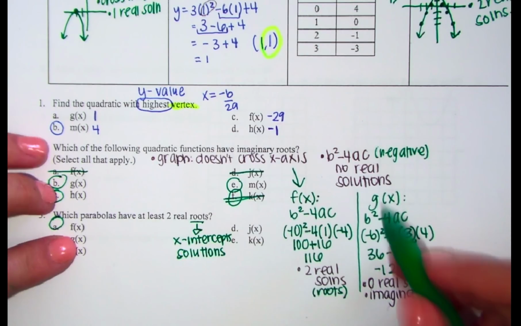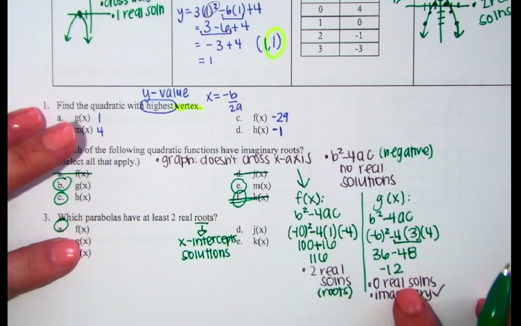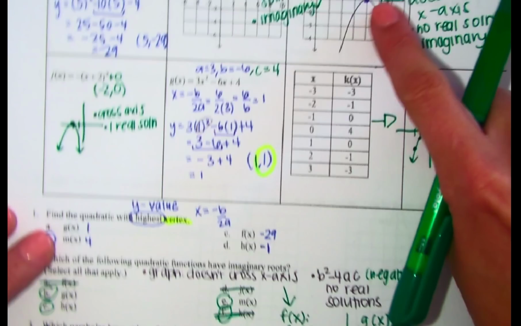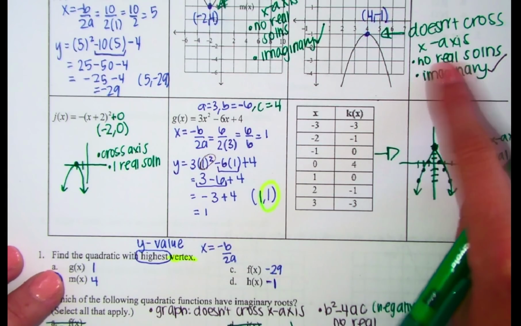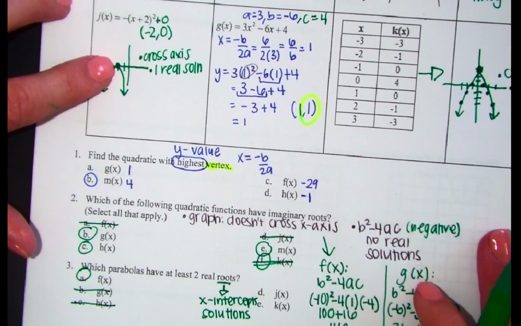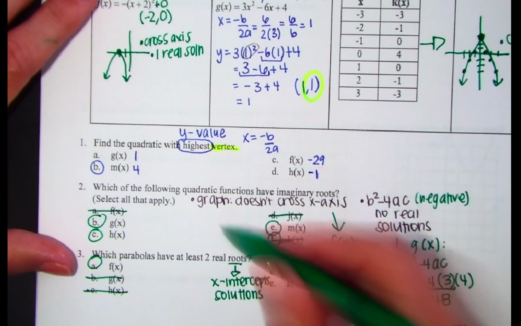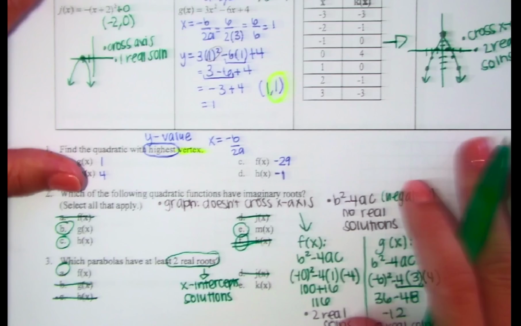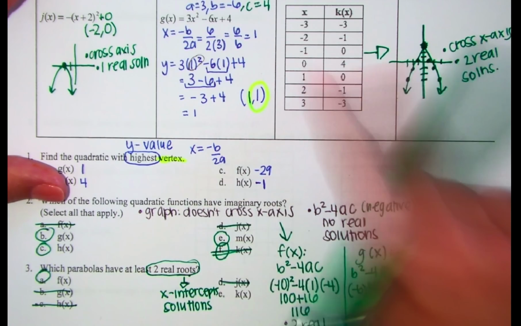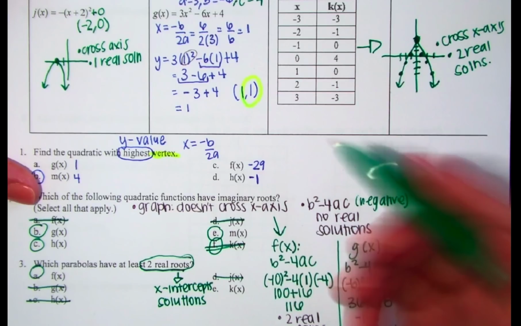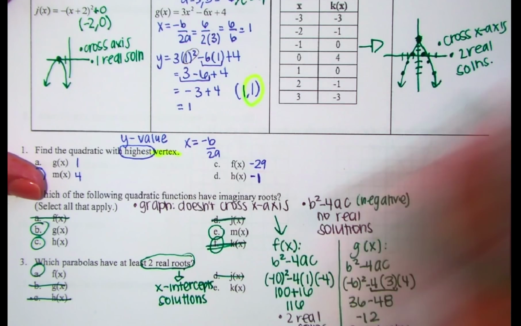Looking at g of x again, I got that negative number, meaning no real solutions. H of x is this one. It never crossed the x-axis, so there were no real roots, no real solutions. And then j of x was this one with only one real solution or one real root, but they want two, so we're not going to pick that one. And then we saw k of x in our quick sketch of these ordered pairs does cross the x-axis twice, so we say that it has two real roots or two real solutions.